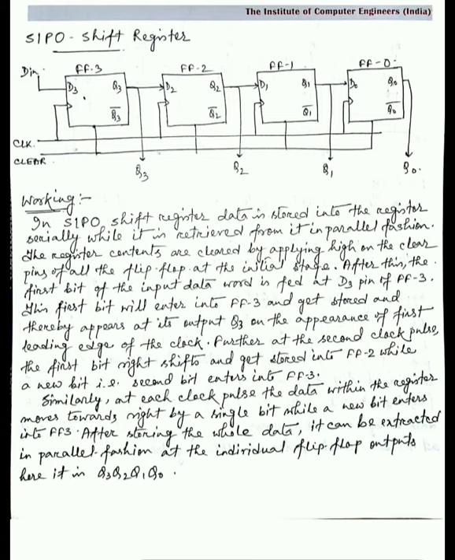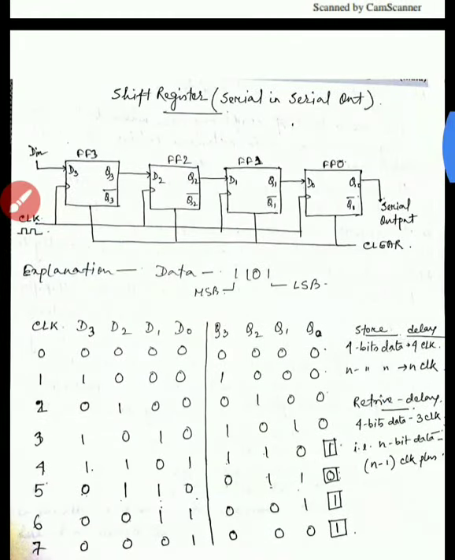For the input there is serial input, so only one input line, and the value of one flip-flop comes from the value of another. You see that D2 is connected with Q3, D1 is connected with Q2, D0 is connected with Q1. For every flip-flop it is connected with the previous output line, and we get output from every flip-flop. In serial output we get output only from the last flip-flop, and here we get output from every flip-flop. This is the main difference.